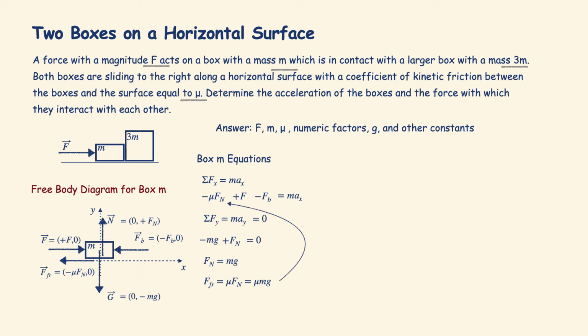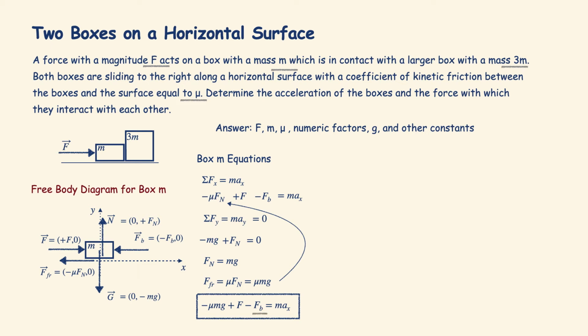With that expression, I can go and put it back into the first equation that I got from the x components. And so it will look like that. Minus mu times the Fn, which will be mg, plus F minus Fb has to be equal to m times the x component of the acceleration of this box m. So here is my first equation emerging from the dynamics analysis of the box M.